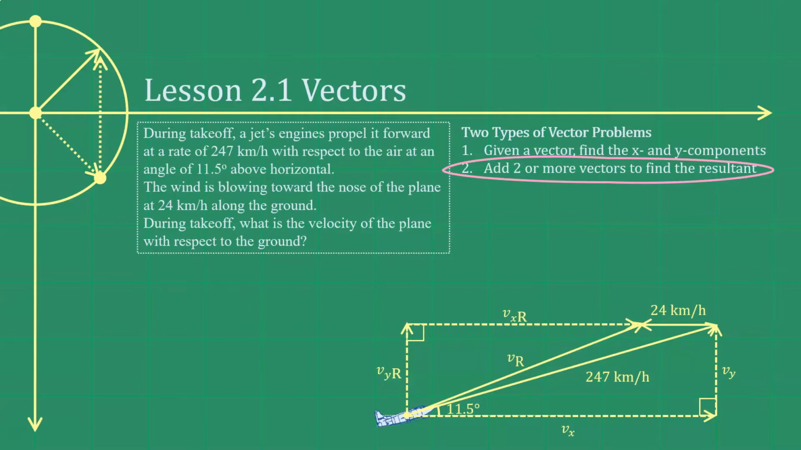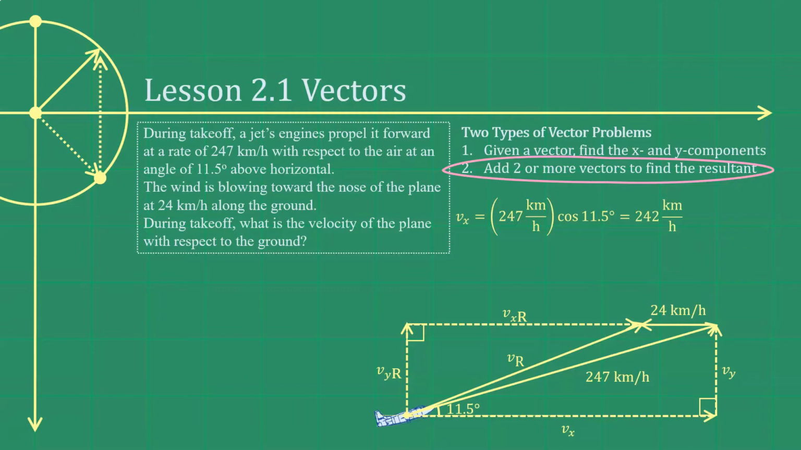To figure out the components of my first vector, I'm just going to use those trig functions. The x component is going to be 247 times the cosine of 11.5. And again, I got this from using the cosine formula. The cosine of theta equals the adjacent over the hypotenuse. And because I know the bottom angle, the x side is equal to the hypotenuse times the cosine of theta. 247 times the cosine of 11.5. That's 242 kilometers per hour.